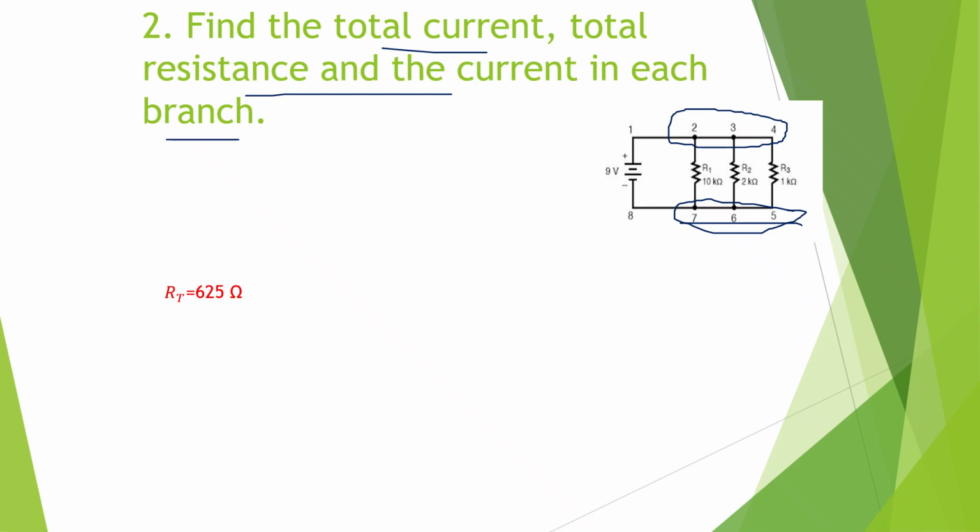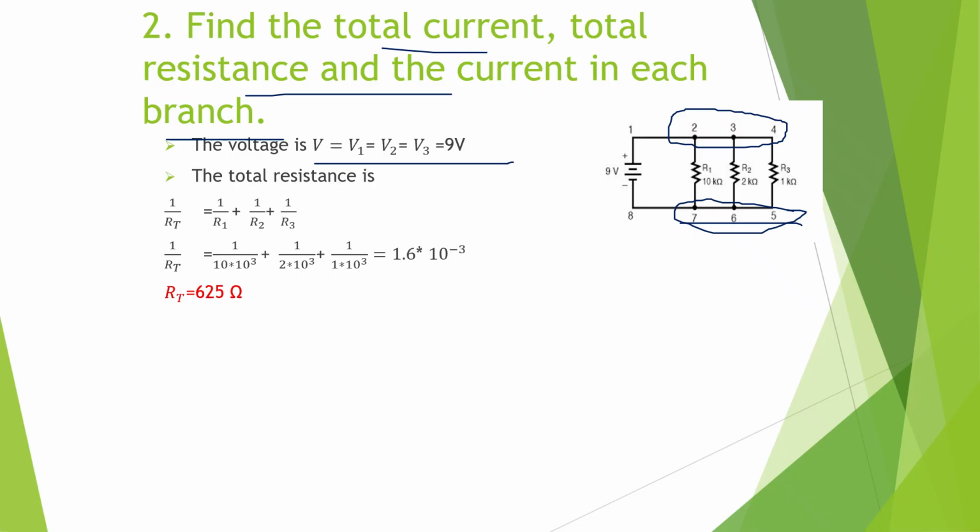Before getting into that, we know that the voltages are the same. See here, the voltage is the same, which is 9 volt. Then the total resistance: what is my total resistance? 1 by RT is equal to 1 by R1 plus 1 by R2 plus 1 by R3. You do it and take the reciprocal. 1 by RT is 1.6 into 10 raised to minus 3. When you take the reciprocal, the total resistance is 625 ohms.